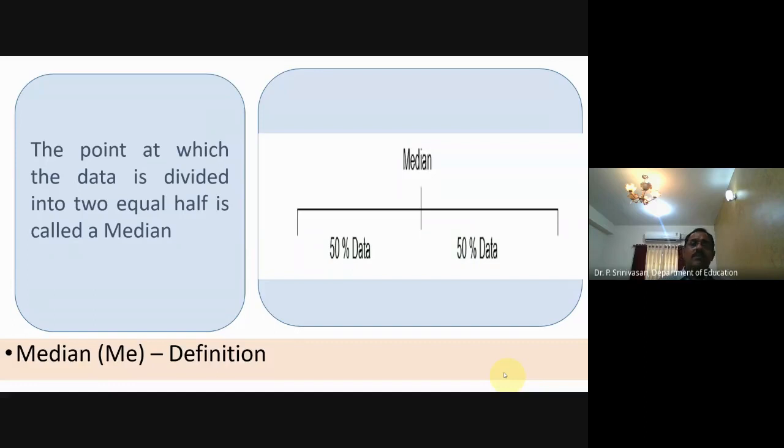On the right hand side. On the left, we will be having 50% of the data. On the right, we will be having another 50% of the data. So the center point is called the median. Even on a road, if you travel along your road, the center point of the road is called the median.